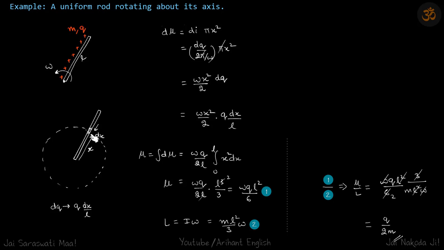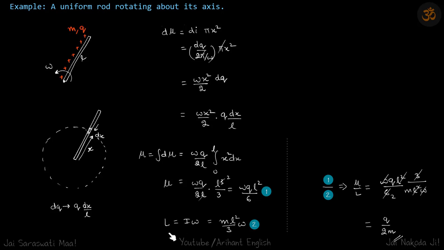So let's take a small element dx at a distance x from the end. First we'll calculate the magnetic moment on this small element. So d mu is di into pi x square. We have already seen this before. So di is small charge dq upon 2 pi by omega, which gives this value. Now we'll integrate it to get the complete value of magnetic moment. The limits of x will be from 0 to L. You integrate it and you will get the value of mu.